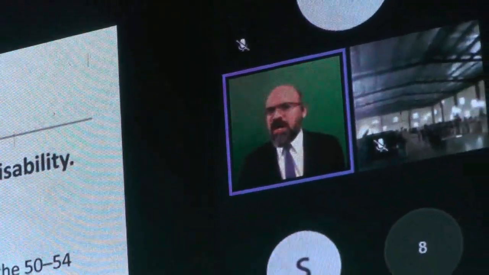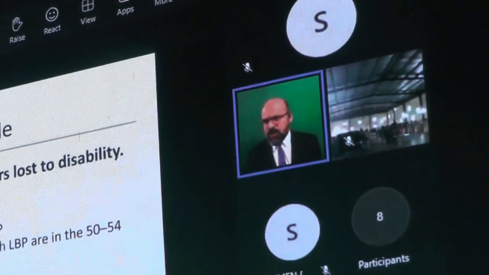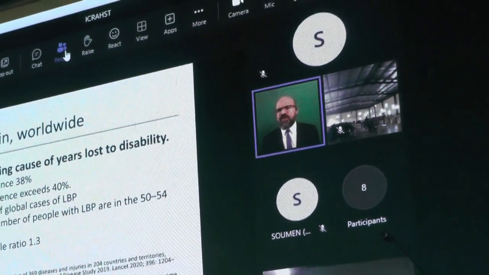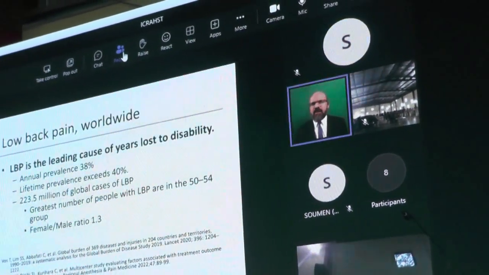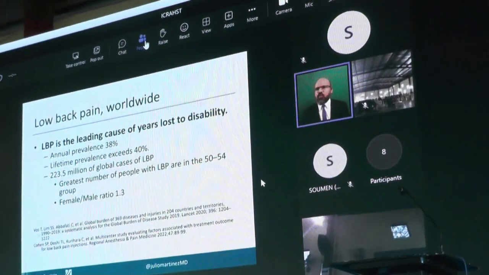Now, around the world, back pain is the leading cause of years lost due to disability. It has an annual prevalence of 38% and a lifetime prevalence of over 40%. There are about 223 million cases of back pain in the world, affecting mostly people between 50 and 54 years old, and females more than males, at a 1.3 to 1 ratio.